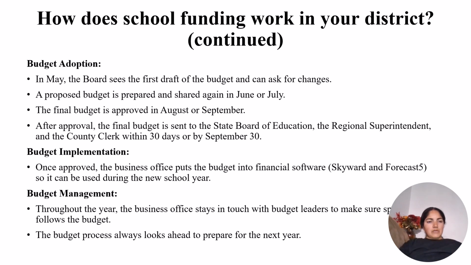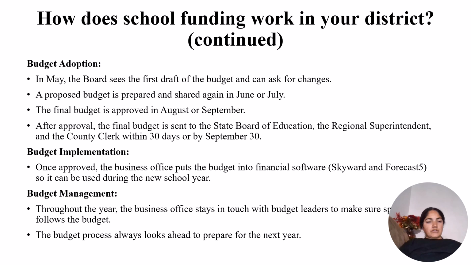Budget adoption. In May, the board sees the first draft of the budget and can ask for changes. A proposed budget is prepared and shared again in June or July. The final budget is approved in August or September. After approval, the final budget is sent to the State Board of Education, the regional superintendent, and the county clerk within 30 days or by September 30th.